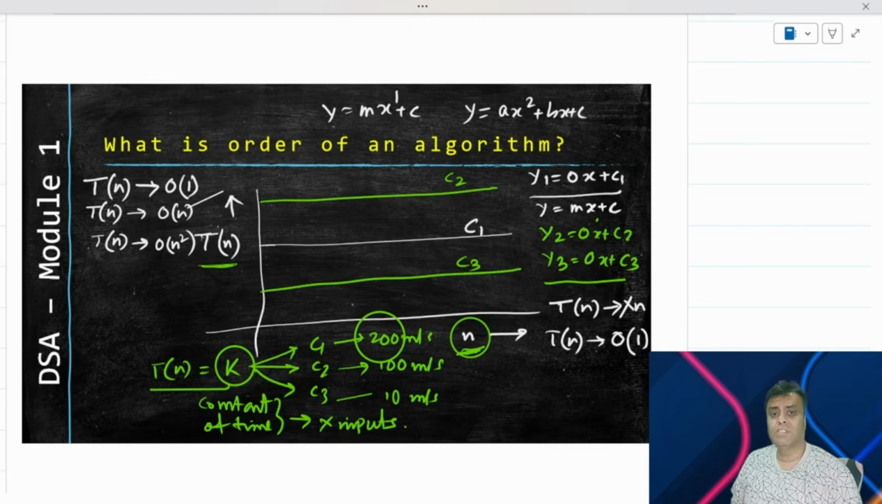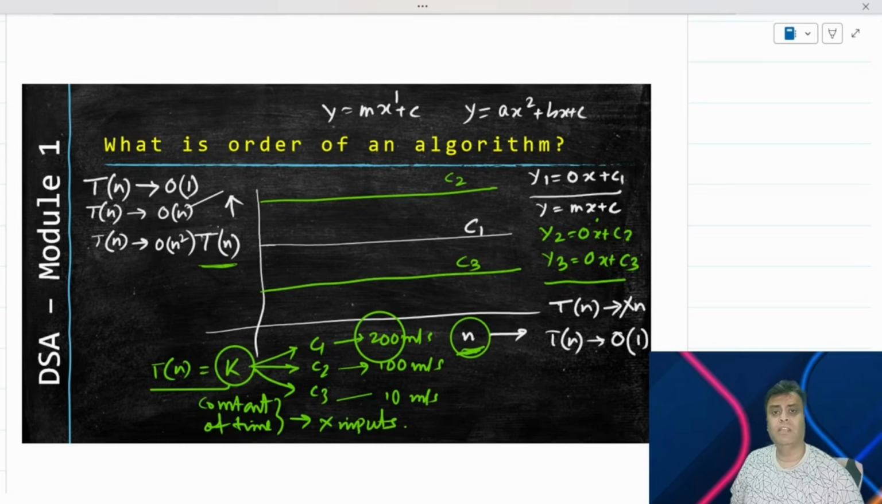We have also established that if it changes with the inputs, it changes according to some asymptotic equation, and that asymptotic equation defines the order. So if the equation is y equal to mx plus c, a straight line, linear, then the order is order of n. If the equation is quadratic, then the order becomes order of n square, and so on and so forth.